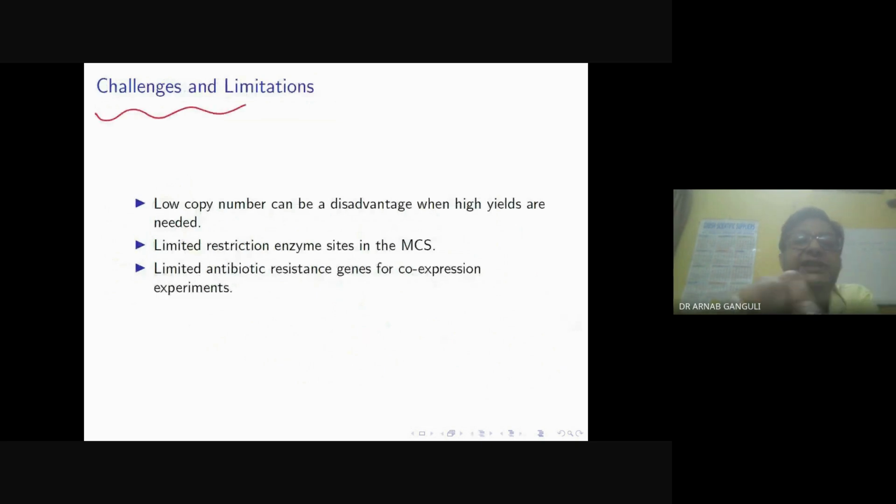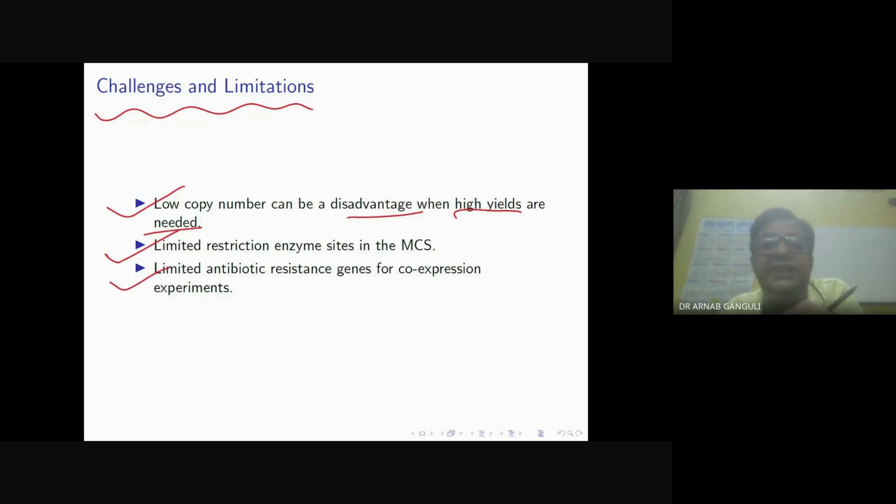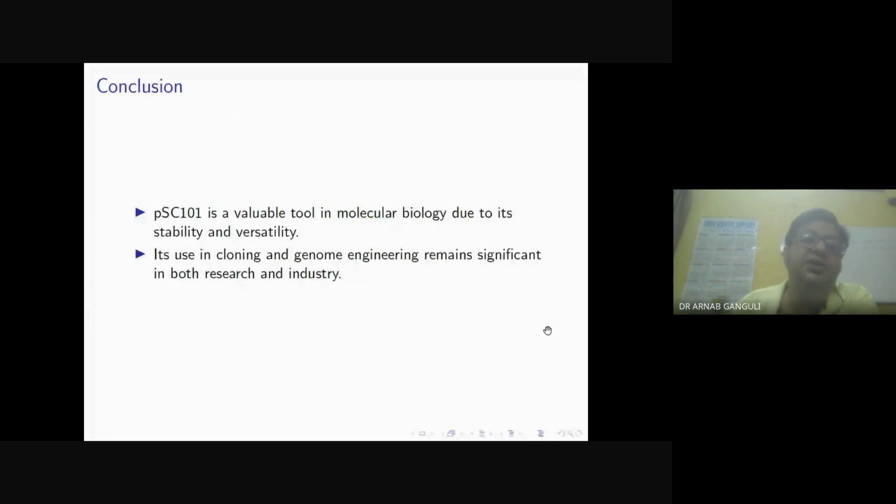So what are the challenges and limitations? Low copy number can be a disadvantage when high yields are needed. You need lots of plasmid, but with 5 to 10 per cell, you get very little. It has a limited number of restriction enzyme sites in the MCS. And it has a limited number of antibiotic resistance genes for co-expression experiments. So, conclusion: it is a valuable tool in molecular biology due to its stability and versatility. Its use in cloning and genome engineering remains significant in both research and industry.